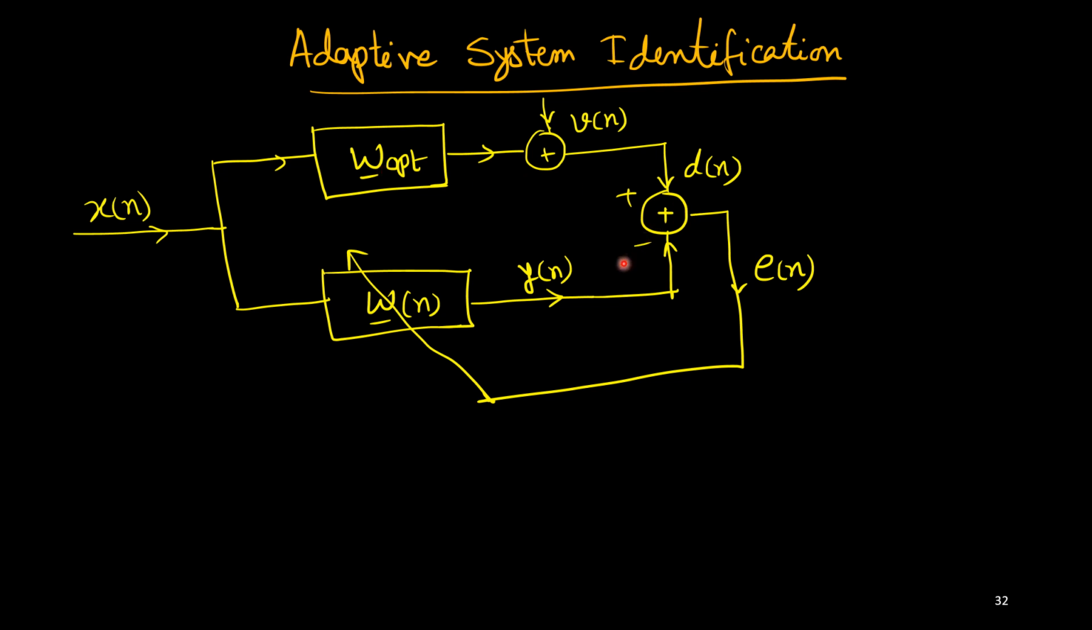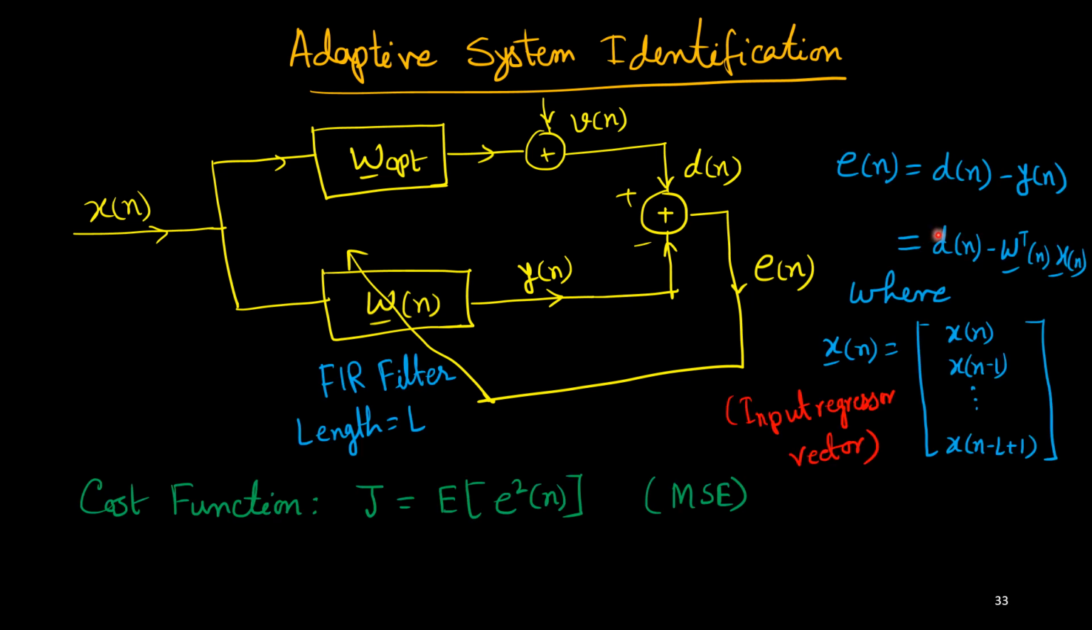So in other words, if the output of this filter Wn is Yn, then Dn and Yn will be close, so En will be minimized. Here En is Dn minus Yn, the gap between Dn and the output Yn of this filter, and this filter I have considered as an FIR filter with length L. We'll assume that the unknown system has capital L number of coefficients.